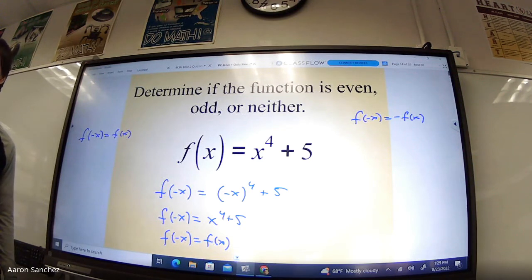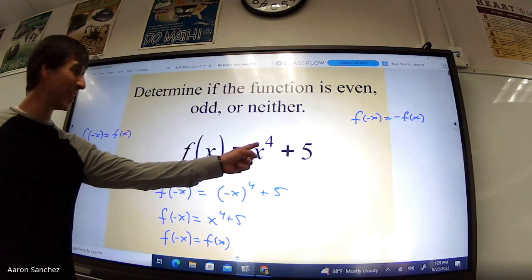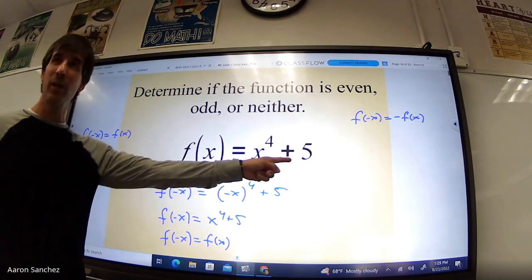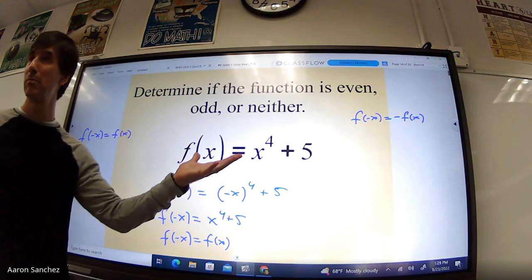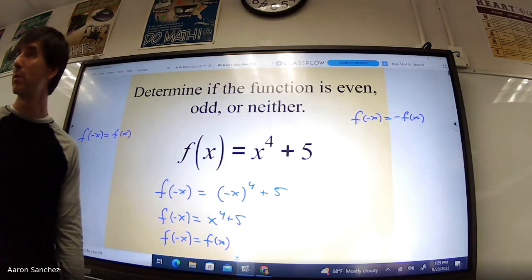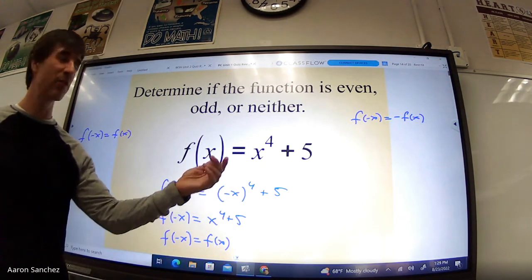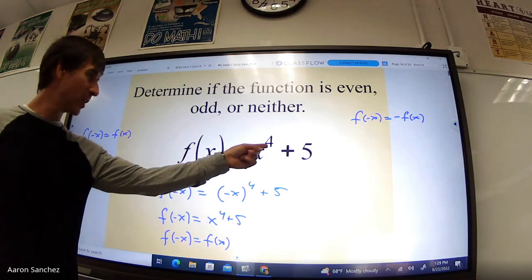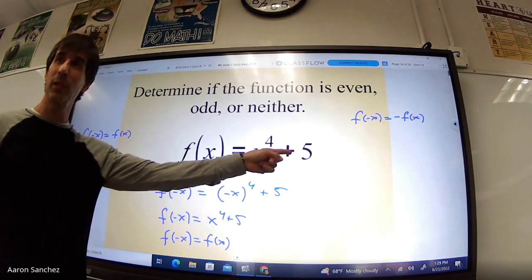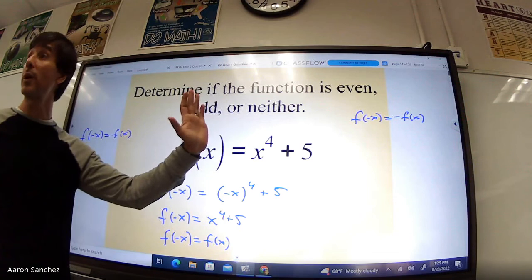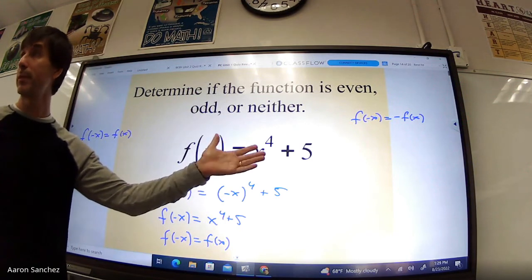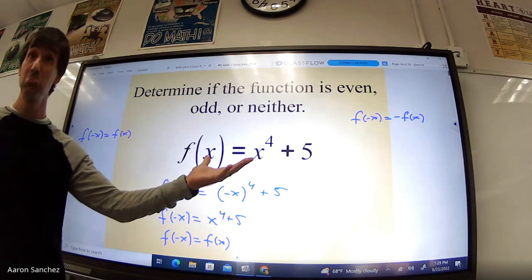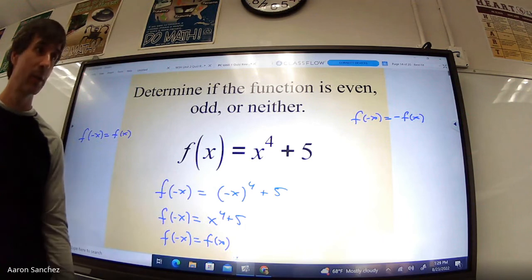Now, as much as you're stressing out, as long as this is even and you have a number here, it's going to be even. If you had another x, it would throw it off. But if I just have an even exponent and just a plus something and nothing in parentheses, it's going to be even. So you see even, I want to put even, right?